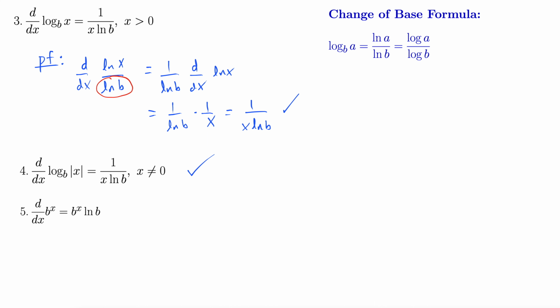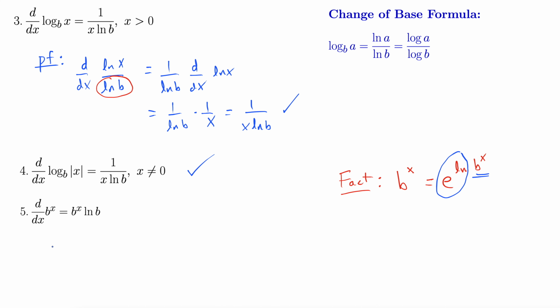For the next one, number 5, we have the derivative of b to the x is b to the x times natural log b. To prove this, we first need a fact, and it's an interesting fact about exponents and logs, and that is that any b to the x can be written as e to the natural log b to the x. Why is that? Well, e and natural log are inverses of each other, so they undo each other, leaving us simply with b to the x. So any exponential can be written that way. That's just a trick.